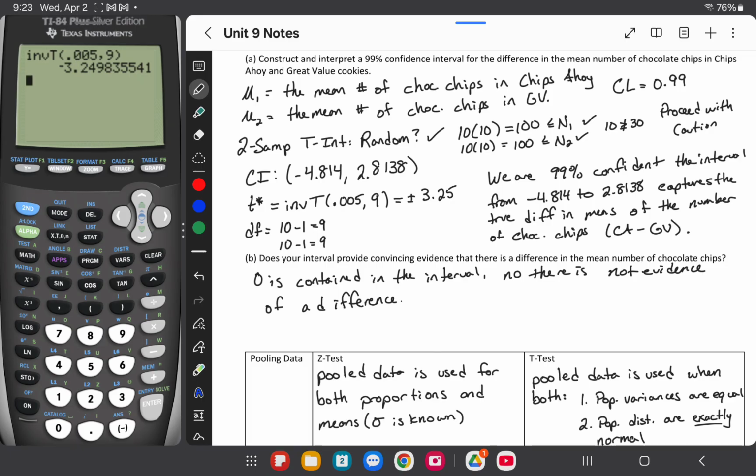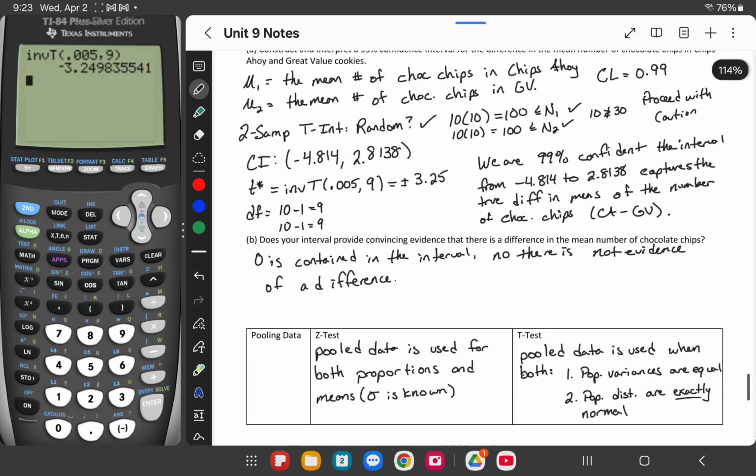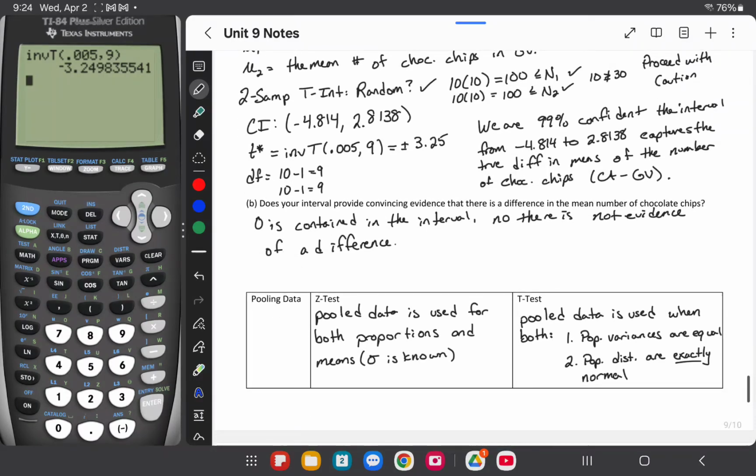Last but not least, let's talk about pooled data. When do we use pooled data versus when do we not? When we're pooling data, the difference will definitely be whether or not we're doing a z-test versus a t-test. For a z-test, we will always use pooled data. So pooled data is always used for both proportions and means in a z-test. Now remember, for means, the standard deviation has to be known in order for us to do a z-test for a mean.